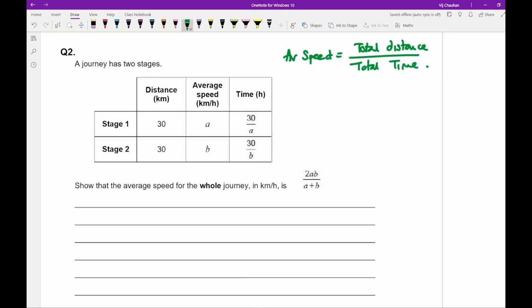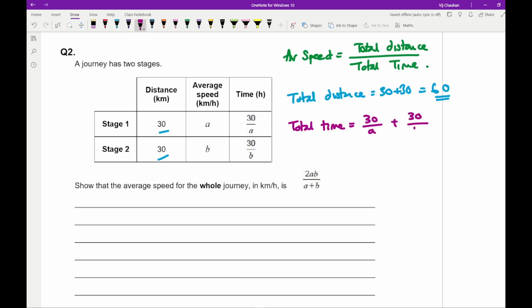So looking at this, if I want to work out the total distance, I just need to add these two numbers up. So that's going to be 30 plus 30, which is 60. Then to work out the total time, that's going to be 30 over A plus 30 over B. Now, from this, what I want to do is combine this into a single fraction. So I need a common denominator, which in this case is going to be AB.